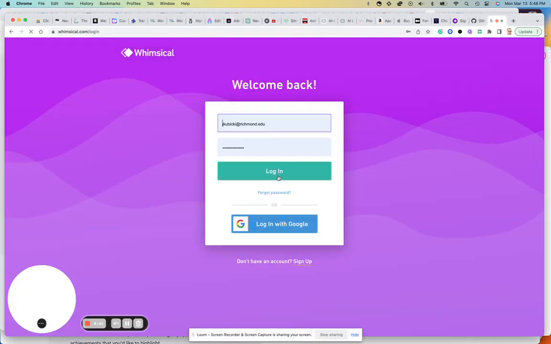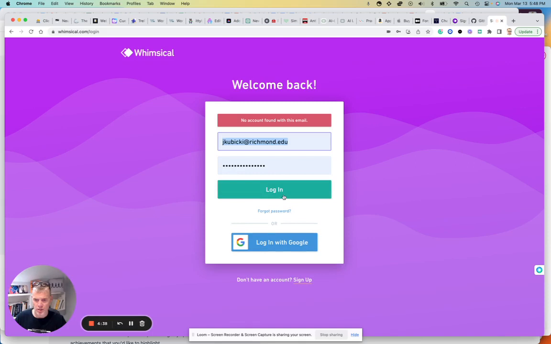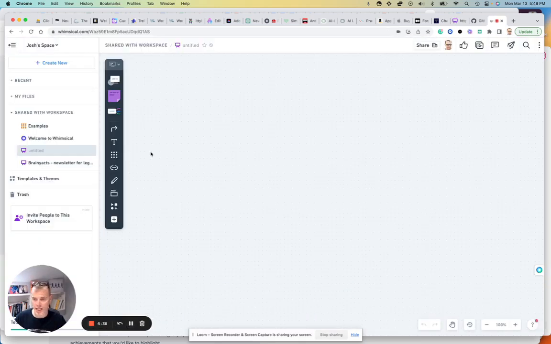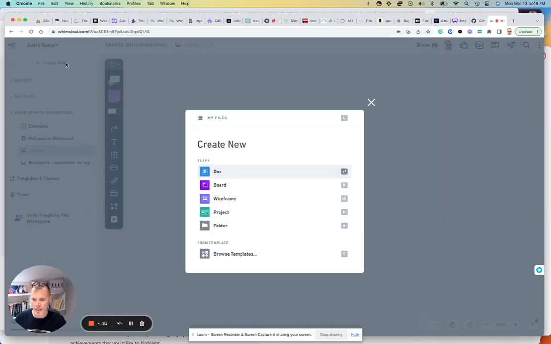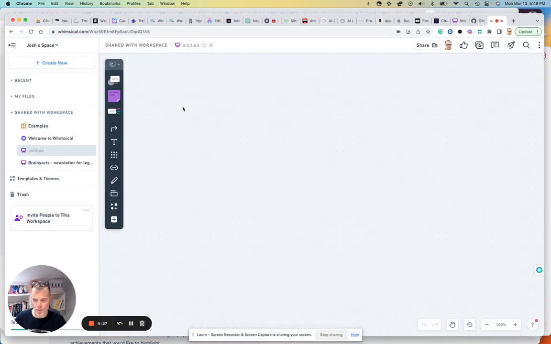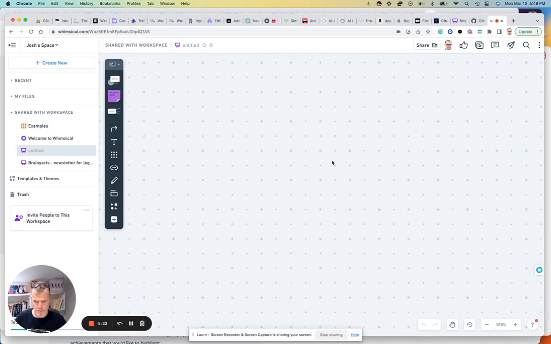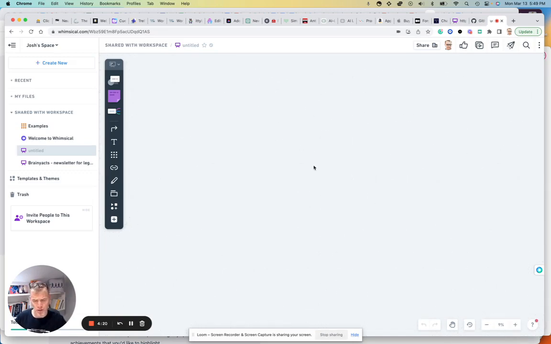Let me log in here and let's, oh, great. Let's try that again. Okay, I am in there now and basically, you can create a bunch of different things here. Like I said, wireframes, docs. Once you're in here, like this whole white area with the little dots is very similar to Mural or Miro. You can zoom in, you can zoom out. This is the mind map.